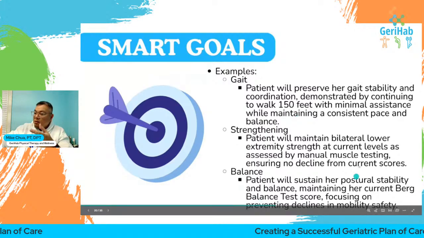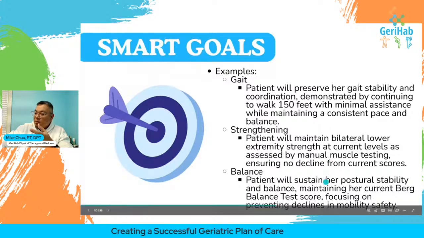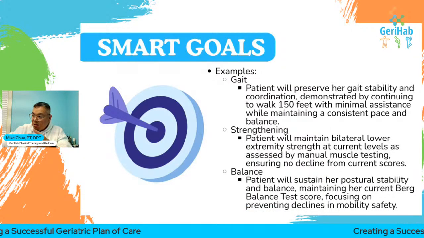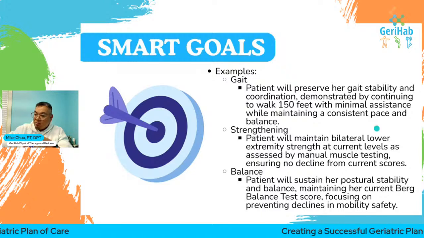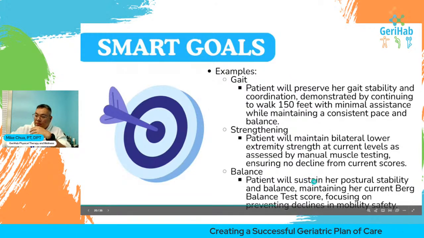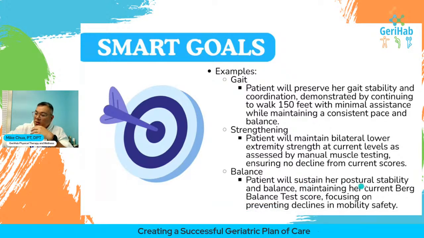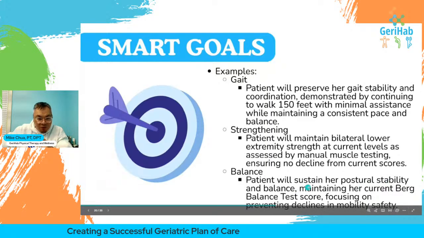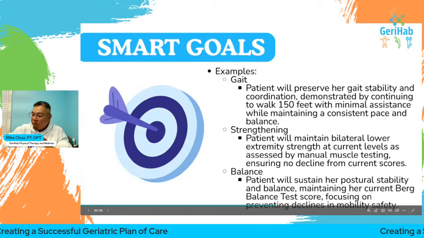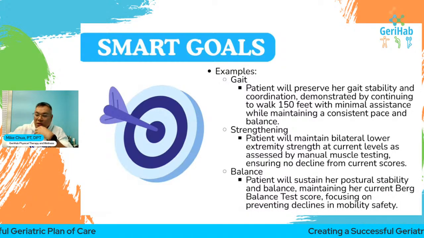Same thing with the strengthening. And same thing with the balance. Patient will sustain her postural stability and balance. Her maintaining her current, the Berg number should be here. You know, her current balance score of 42 over 56 or 50 over 56. So you need to put that number too.